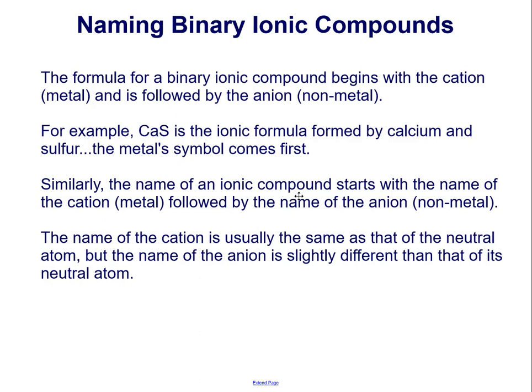Similarly, the name of an ionic compound starts with the name of the cation, the metal, followed by the name of the anion, the nonmetal. The name of the cation is usually the same as that of the neutral atom, but the name of the anion is slightly different than that of its neutral atom.